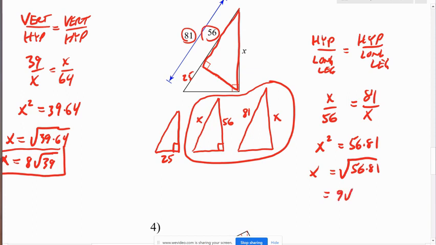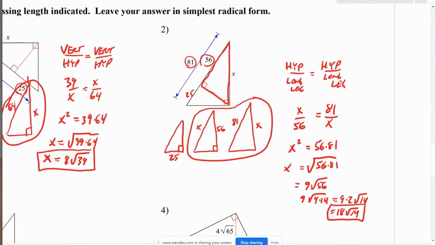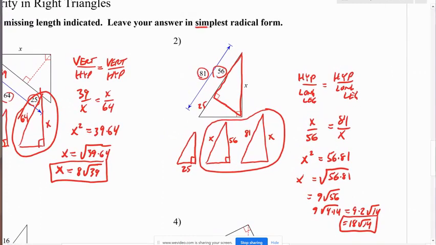So now we just need to simplify that. The square root of 81 is 9. Now 56 can be broken down because 4 times 14 is 56. So the square root of 4 is 2, root 14. Altogether we get 18 root 14 when we simplify. So X is 18 root 14. And we do want to simplify because it says leave your answer in simplest radical form.